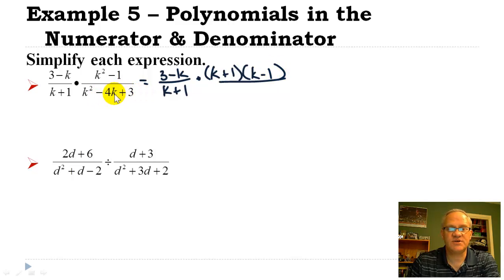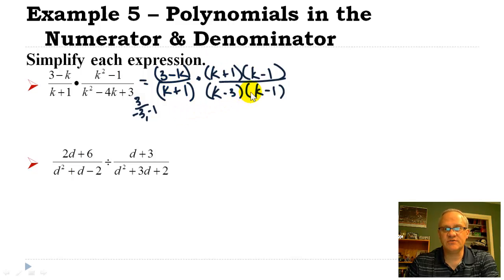Then on the bottom, kind of like what we did before, what times what is 3? But adds up to be -4, -3, and -1. So we're going to have k minus 3 and k minus 1. So we've factored this down. If you want to put these in parentheses here to make it feel nicer, you can do that. And then just cancel everything on the top and the bottom, whatever you can. K plus 1 will cancel k plus 1. Ooh, k minus 1 will cancel a k minus 1.